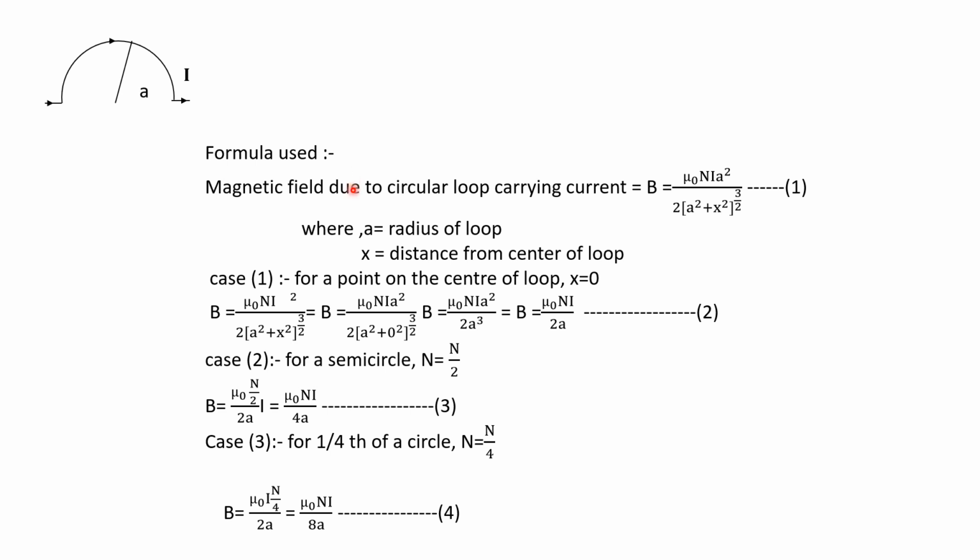Now we can use this equation, that is the second case for a semicircle. N is equal to N by 2 in this equation. On substituting N by 2, B is equal to mu 0 N I by 4A. So this is the equation for magnetic field due to a semicircle. B is equal to mu 0 N I by 4A. We are going to use that equation.